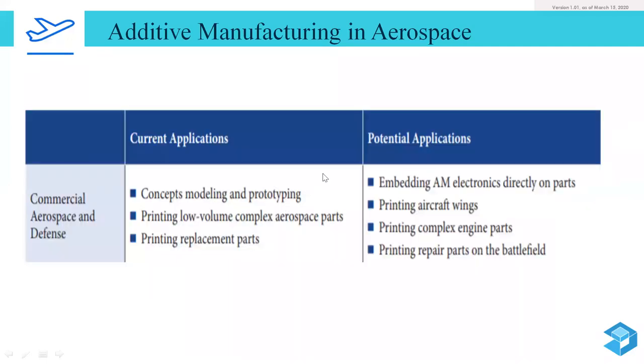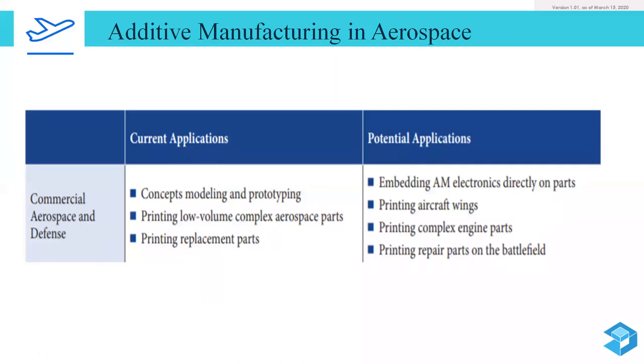Now, these are the current applications: concept modeling, prototypes, printing replacement parts. Those are the current applications in aerospace. And the potential applications are AM electronics and printing aircraft wings, which you will see in 4 to 5 years as the technology is faster now. And Objectify has been able to adopt one of the fastest 3D printers in the world. It's an industrial 3D printer, the US M400.